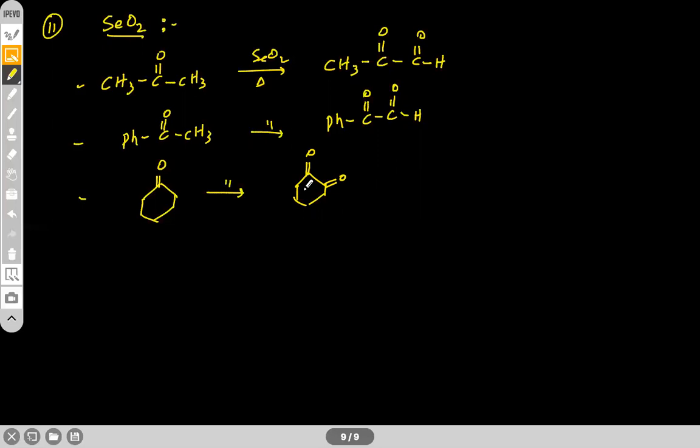Okay, this is what we do. When you have a carbonyl compound, a ketone, then with SeO2, selenium dioxide, you have to write down one more carbonyl group adjacent to the carbonyl group present. That is it. The number of carbon atoms won't change. Here you see CH3CO. Instead of this CH3, we'll write down C double bond O, H. Same thing we have here, same thing we have here. So all these reactions you have to memorize, how to write down the product.